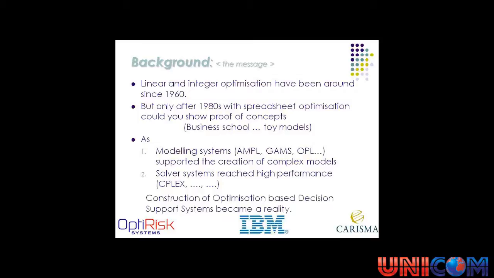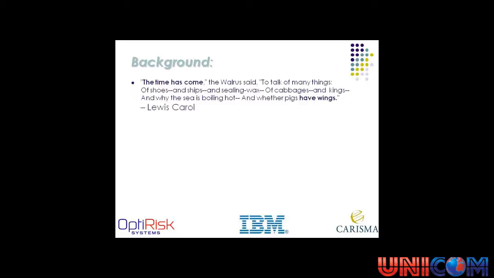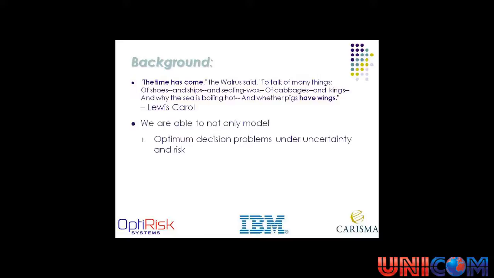Now, the construction of optimization-based decision support systems has become reality, but I might, in a rather flippant way, introduce the concept of stochastic optimization, quoting from Lewis Carroll, 'The time has come, the Walrus said,' and so on, until it finishes with whether pigs have wings. We want to give wings to stochastic optimization, and in my opinion, it is now coming of age, and it can fly. So optimum decision problems under uncertainty and risk, that's the theme.